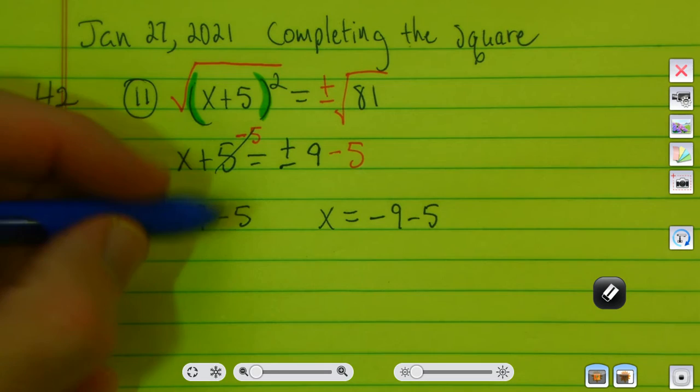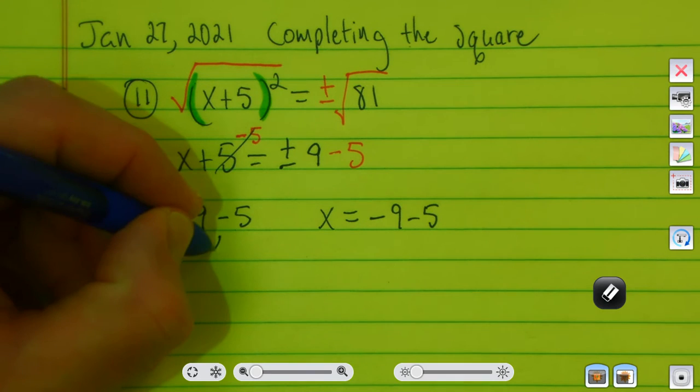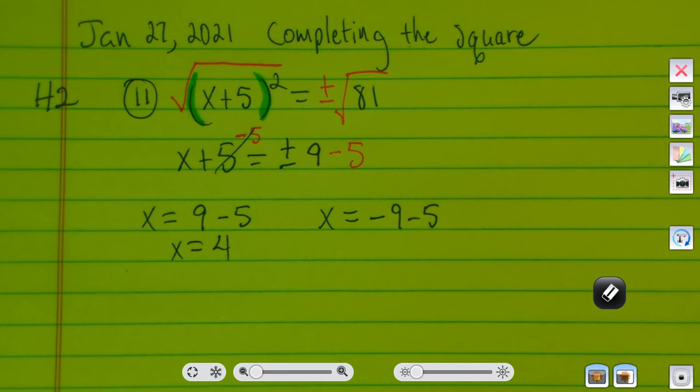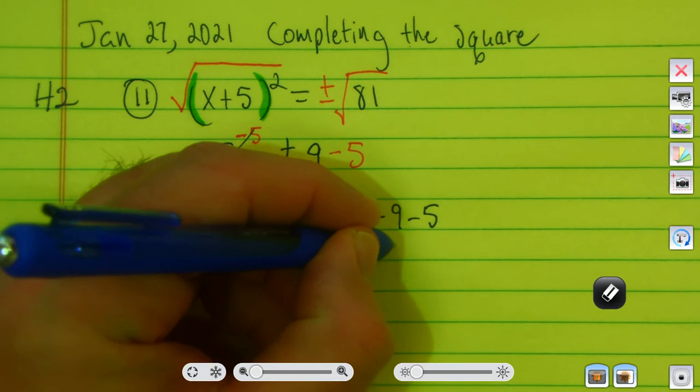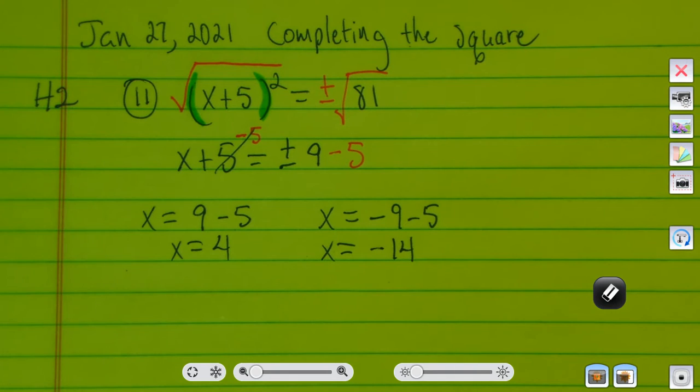So 9 minus 5 is, yep, it's 4. And a negative 9 and a negative 5 is a negative, yep, negative 14. Awesome. So those are my two answers. So it's basically kind of the same process. We're just extending that a little bit more.